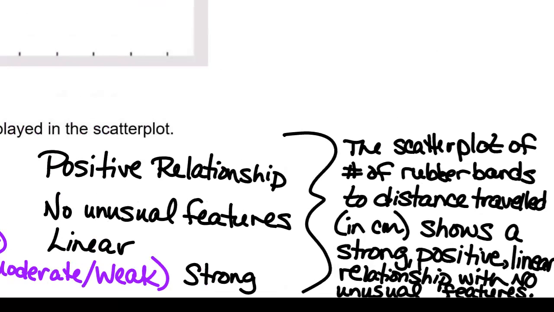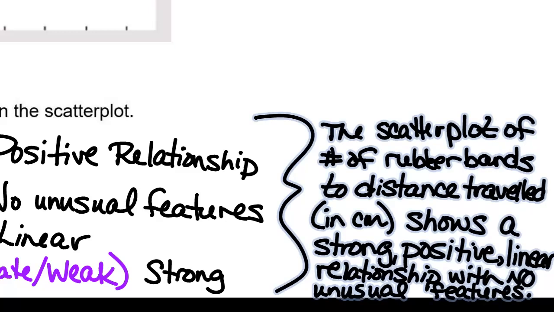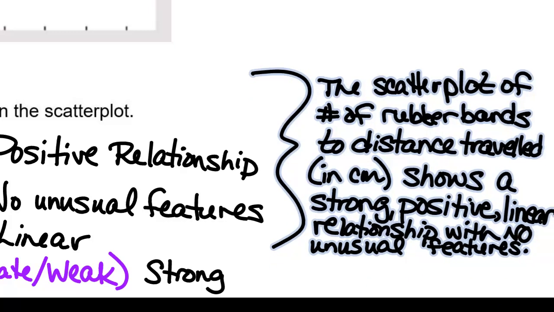Sorry, way down at the bottom. Let me see if I can get that a little higher. There we go. Scatter plot of number of rubber bands to distance traveled in centimeters shows a strong, positive, linear relationship with no unusual features. This is one that I can get away with one sentence as I describe that. Make sure you describe the direction, the form, the strength, and identify any unusual features that it has. So 1 to 2 sentences when you're describing scatter plots.